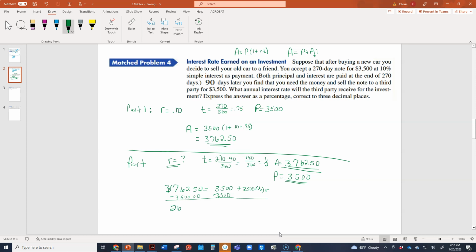That's going to leave me $262.50. So that part goes away. Half of that is going to give me 1750R. Divide both sides by 1750. And my rate comes out to be 0.15, which is exactly 15%. So since I was able to be involved in this money deal for only a shorter period of time, my interest rate was actually a little bit higher.